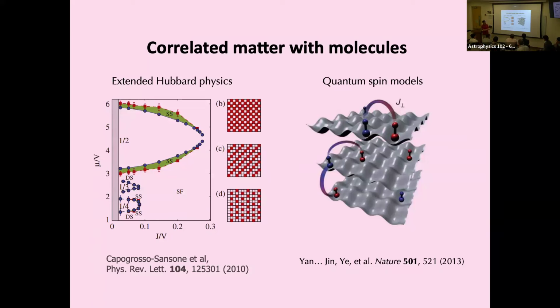You can also freeze the molecules on sites, and they'll still see each other through the dipolar interactions. So there you can imagine, for example, encoding spins in the rotational states of the molecules, and they'll talk to each other through the dipole interaction. So that's a nice way to create various quantum spin models.